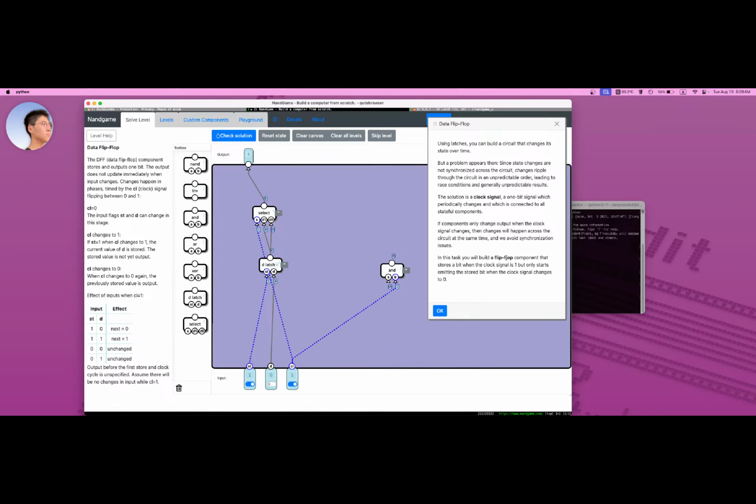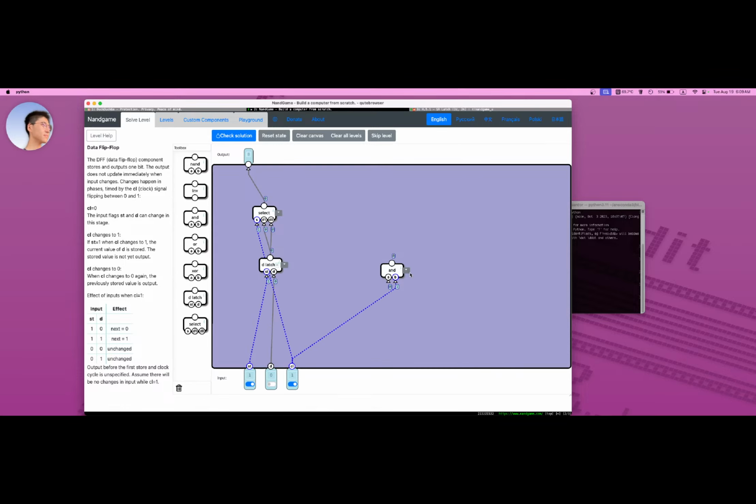In this task, you will be building a flip-flop component that stores a bit only when clock signal is 1, but only starts emitting the stored bit when the clock signal changes to 0. Aha. If clock is 1, get and store it, okay? If it is 0, emit, send, okay? What did I do here.